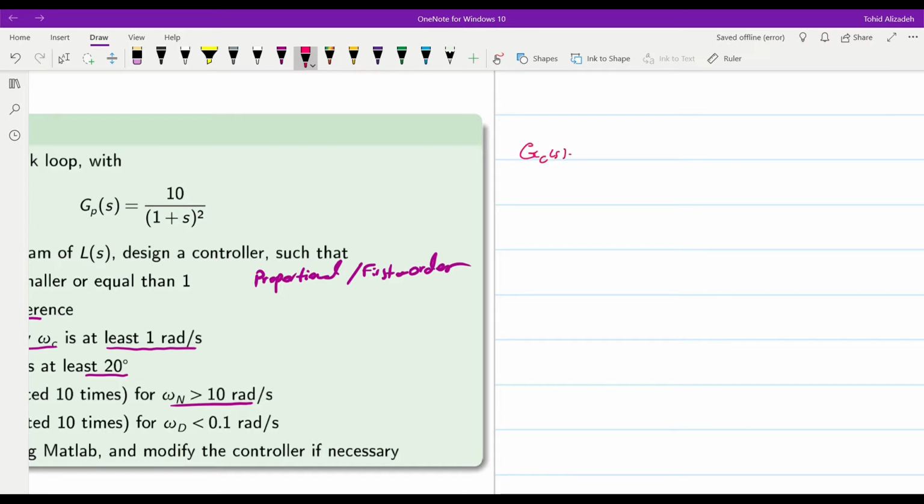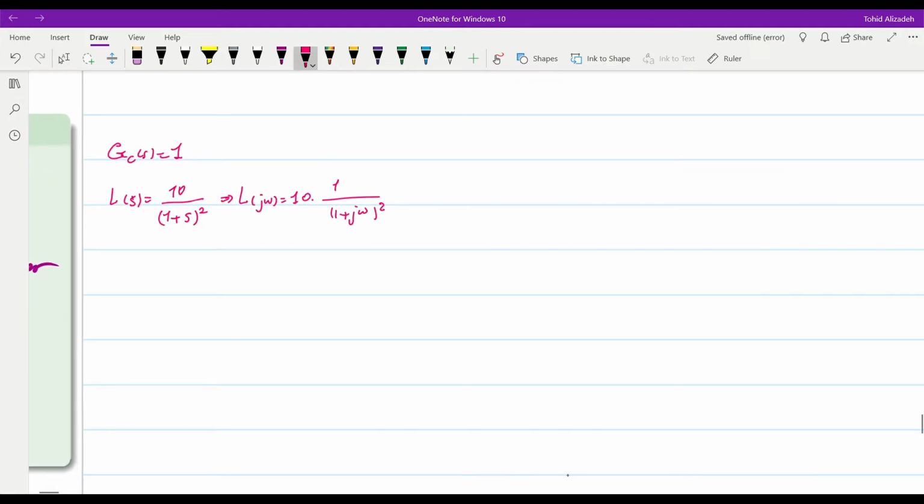So as the first step, we will consider Gc(s) as 1 and form L(s), which is equal to Gc times Gp, and it will be equal to 10 over 1 plus s squared. Therefore, L(jω) will be equal to 10 times 1 over 1 plus jω squared. Drawing the Bode plot for this system is quite straightforward and easy. We have only 3 components in total, 10 and 2 poles at omega equal to 1. So omega equal to 1 will be the corner frequency.